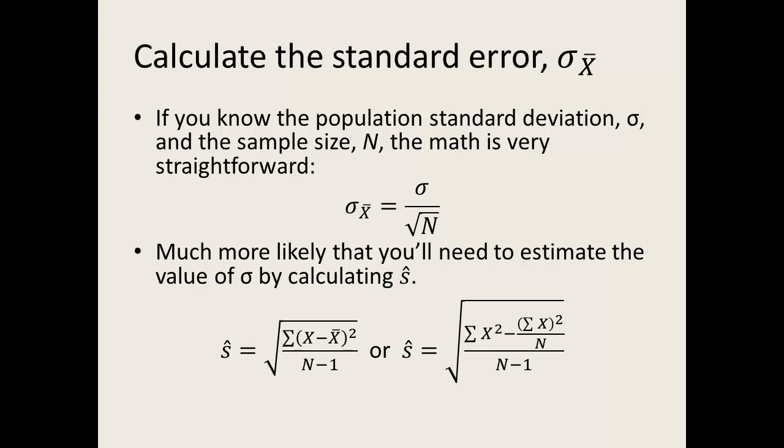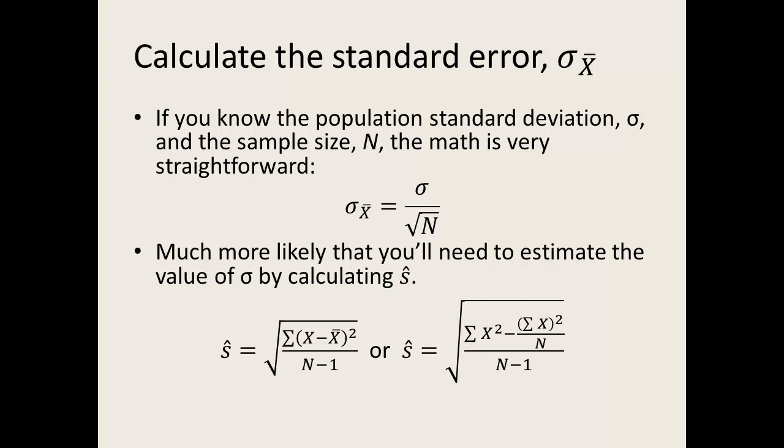If you happen to know the population standard deviation and the sample size, the math is actually really straightforward. It's just the standard deviation divided by the square root of n. But remember, this whole thing is based on the premise that we're going to be making some predictions about a population, which means that we probably won't have the population standard deviation. Instead, we'll have our sample. And if we want to use those data to predict the population standard deviation, that's when we have to calculate S hat, if you'll recall from a couple chapters ago.